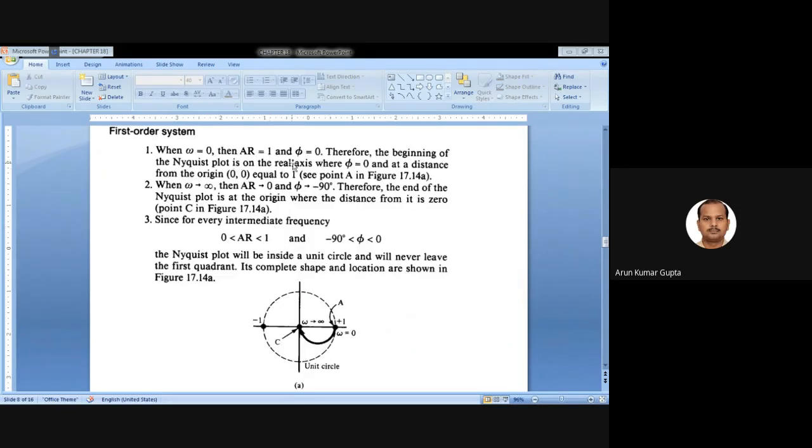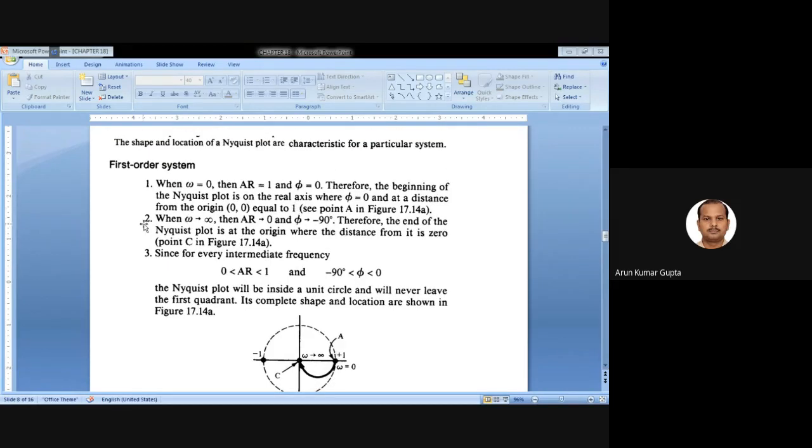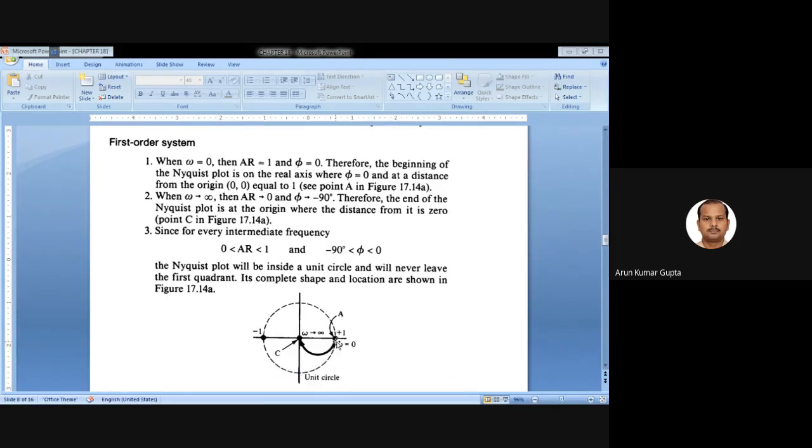So let's say we have a first order system, for example. Then I will plot for the different systems. First order system means when omega equal to 0, AR equal to 1 and phi equal to 0. Therefore, the beginning of the Nyquist plot is at phi equal to 0. I have not given the expression, but as you know, for the first order system, AR equal to 1, omega equal to 0, phi equal to 0. Means at this point you are getting omega equal to 0, AR equal to 1. AR equal to 1 means a radius, or distance, of 1.